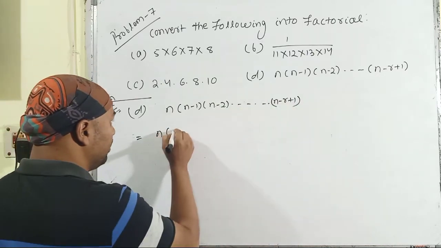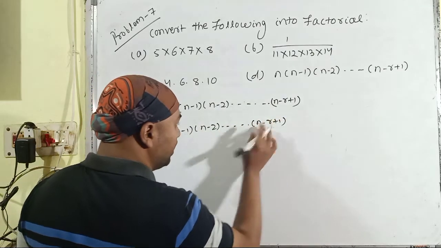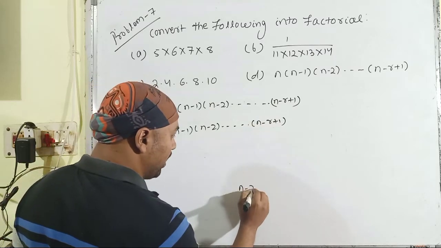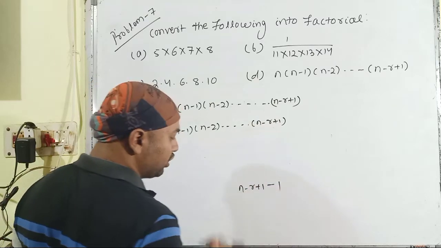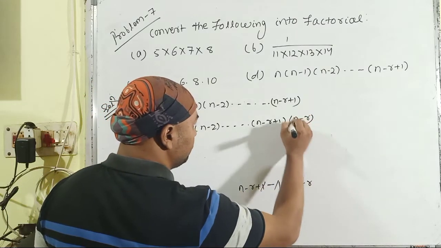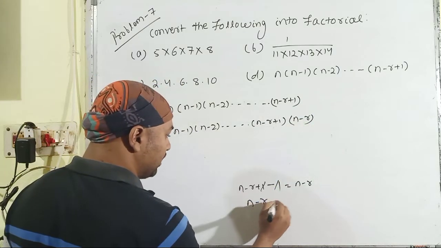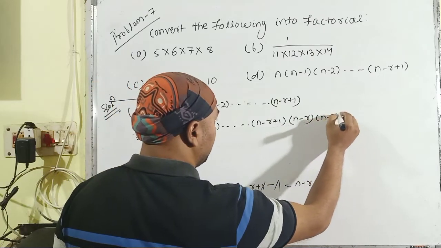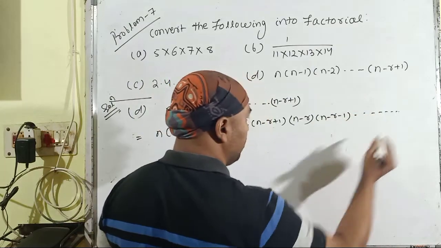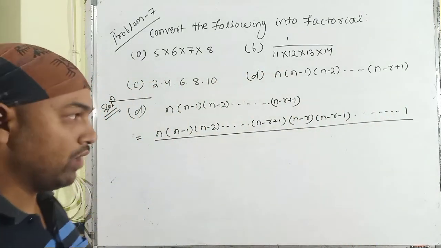That means it is n, then n minus 1, then n minus 2, n minus r plus 1. It is given. Then you have to write down the previous term of n minus r plus 1. Previous term means minus 1. Then it is n minus r. Then again we have to write down the previous term of n minus r, minus 1. And we have to continue this up to 1, until it reaches the number 1.